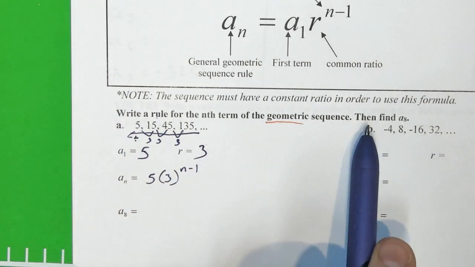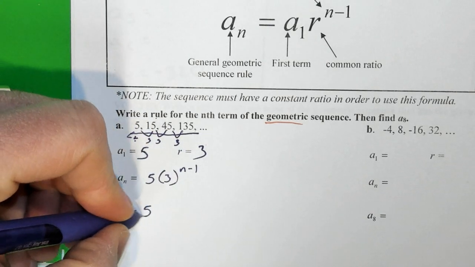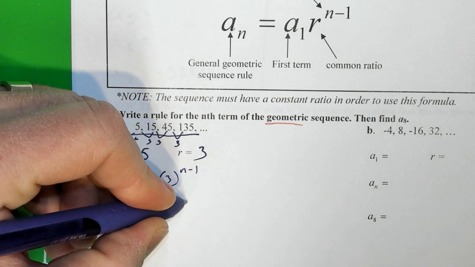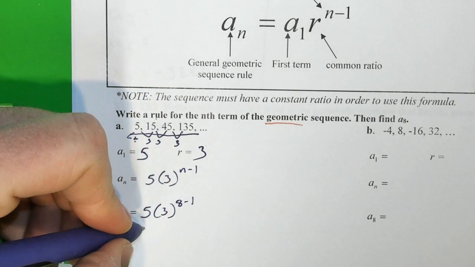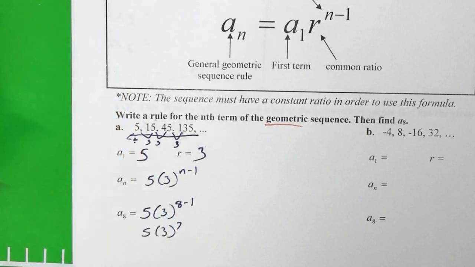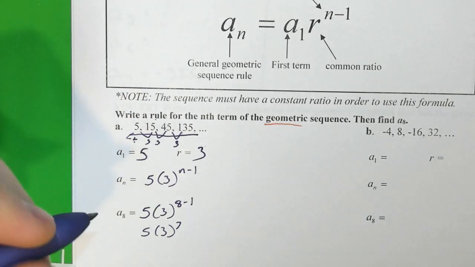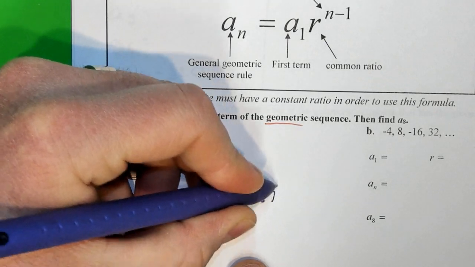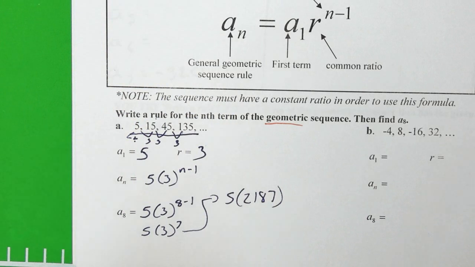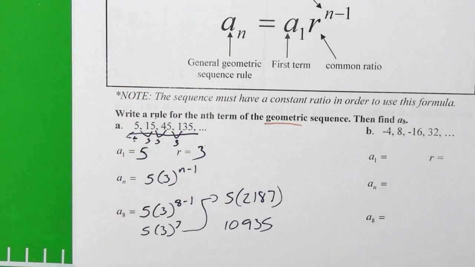Now, the second part of the problem says then find A8. For A8, you're going to want to take your rule and plug in the number 8. When you're working on this rule right down here, make sure you follow your order of operations. So we're going to start with our exponent, which is going to be 5 times 3 to the power of 7. Then you're going to want to find out what 3 to the power of 7 is, which is 2,187. And then lastly, you're going to take your 5 and multiply it by that 2,187. Even though 5 is the first thing that you write down, it's the last thing that you use. And so that is a little bit backwards.